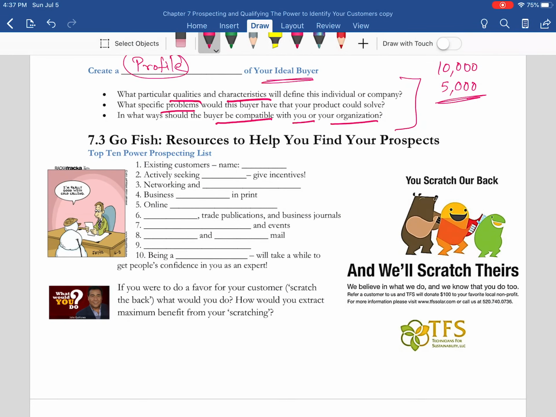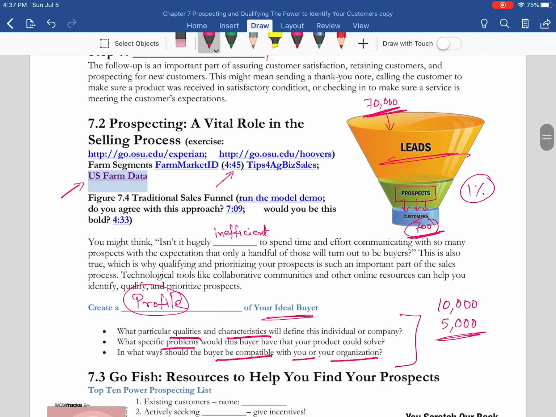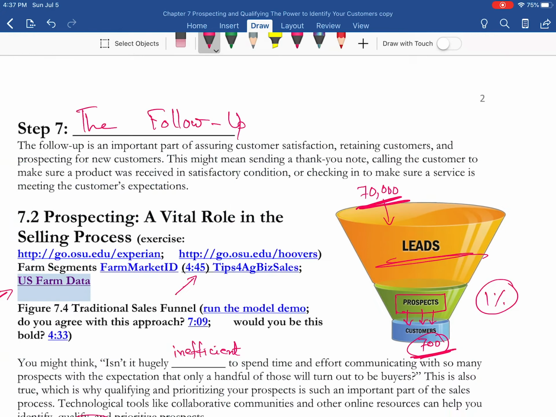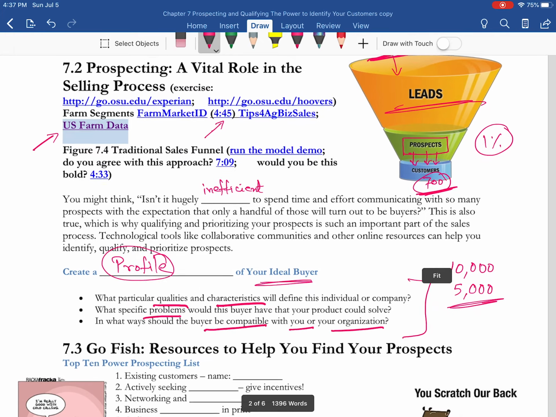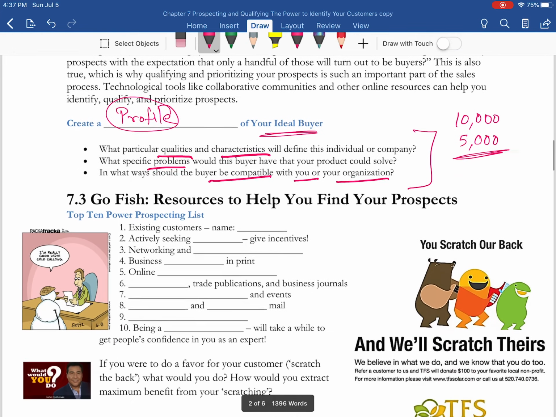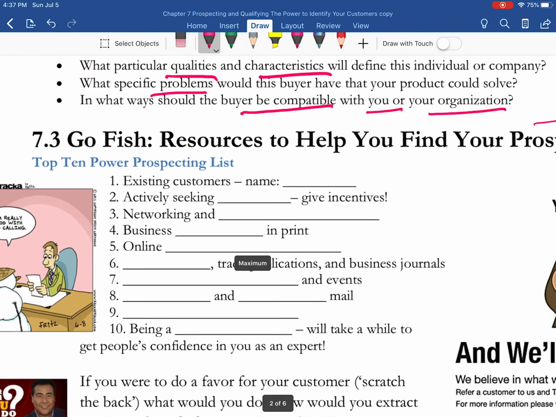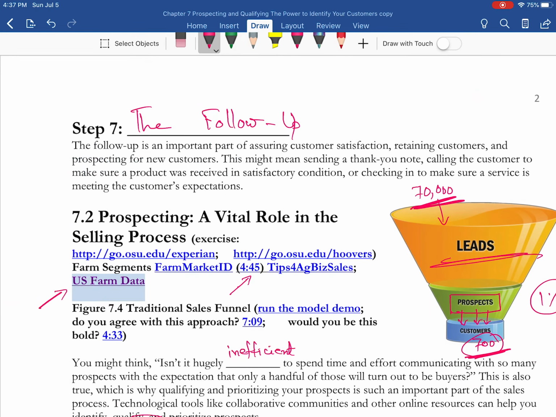Okay, so we know that we don't want to contact all the 70,000 customers in Ohio, but we need to identify maybe 5,000 of them and go after them so that we can convert about 700 people to become your customers. So, how do we identify those 5,000 people that you want to contact?